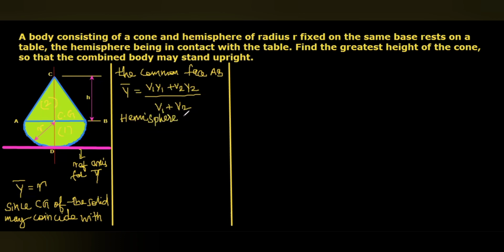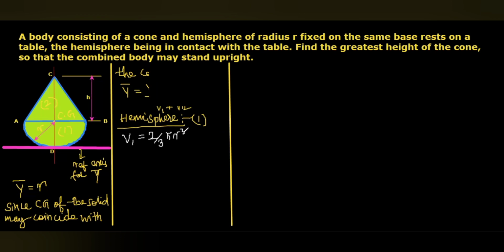Okay. Hemisphere. This is the first segment. In the hemisphere, the first thing is V1. For a sphere, the volume is 4 by 3 pi r cube. The hemisphere is half of the volume, so it will be that value divided by 2. We will get 2 by 3 pi r cube.